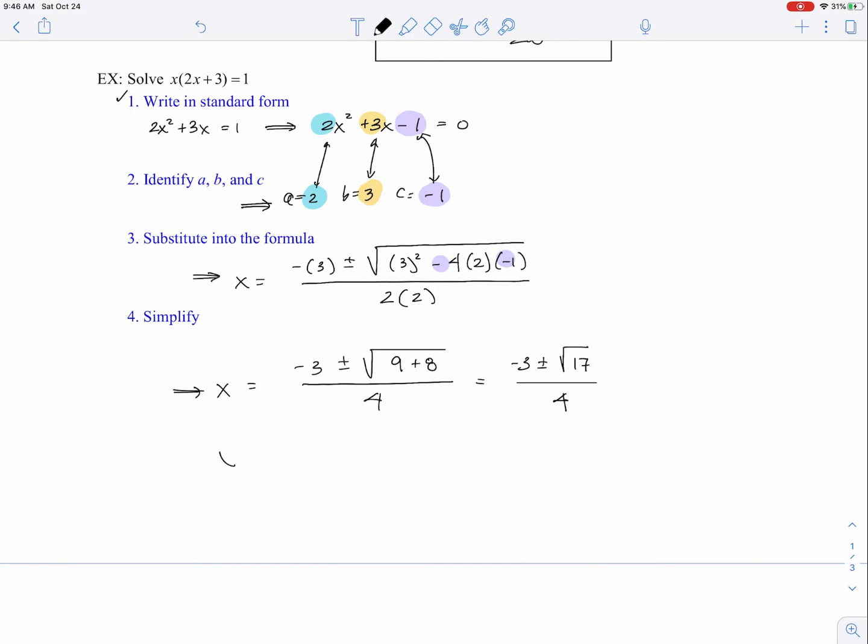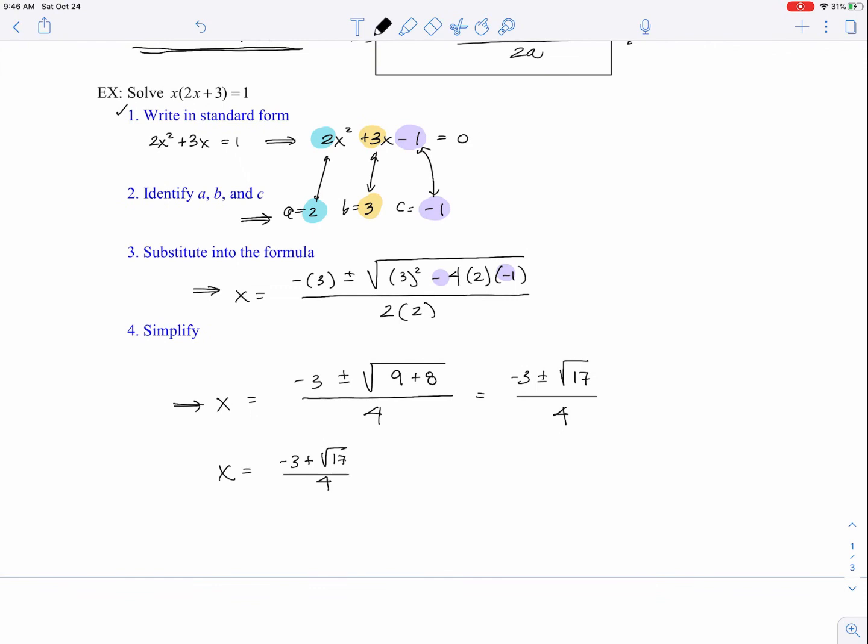There are two of them. Either x equals negative 3 plus the square root of 17 all over 4. And again, I want to stress that that's all over 4, not just the radical. The entire negative 3 plus 17 is over 4. And the other answer is negative 3 minus the square root of 17 over 4. So those are our two answers.